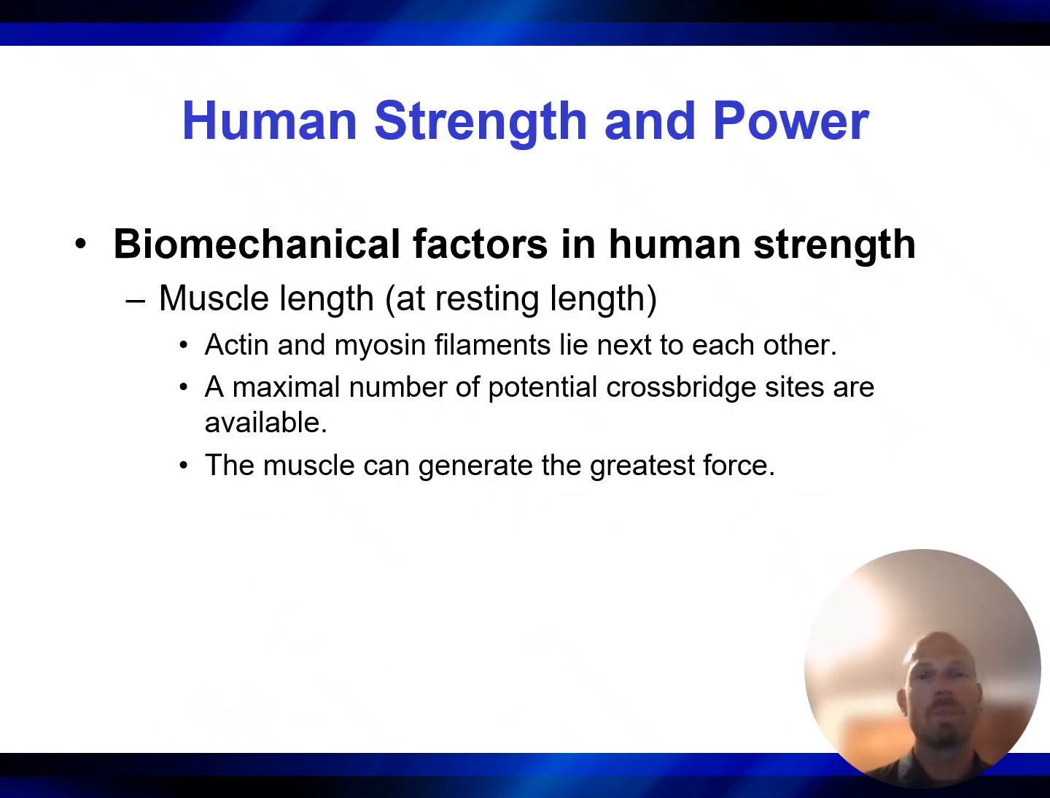Let's continue exploring human strength by looking at muscle length. The muscle's force capacity varies heavily based on its length during contraction. At standard resting length, actin and myosin filaments have the optimal amount of cross-bridge potential, meaning the muscle can generate its maximal force.